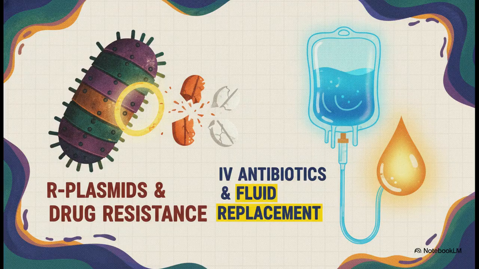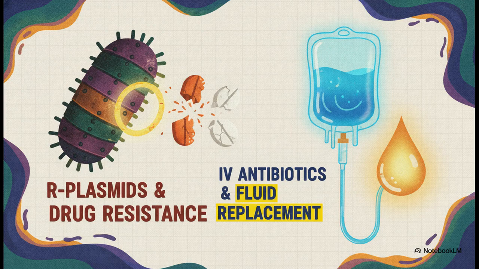And that antibiotic resistance is exactly why treatment is so tricky. You absolutely cannot just guess which antibiotic to use. Because Salmonella frequently carries multiple resistance R plasmids, blind treatment can completely fail. Treatment really hinges on two main things: fluid and electrolyte replacement, and extremely careful antibiotic therapy based on susceptibility testing.